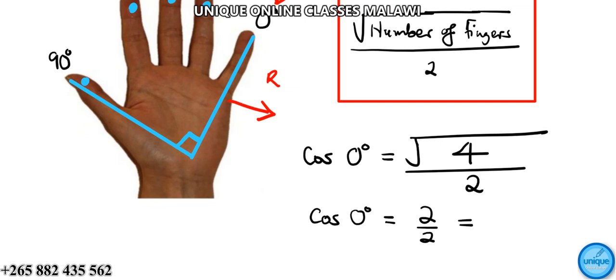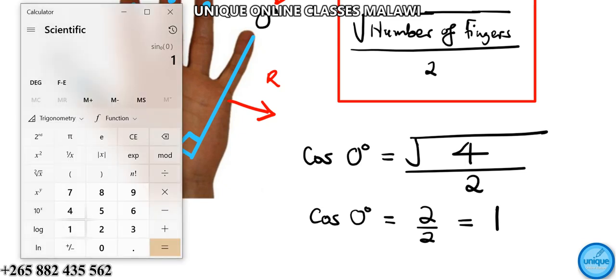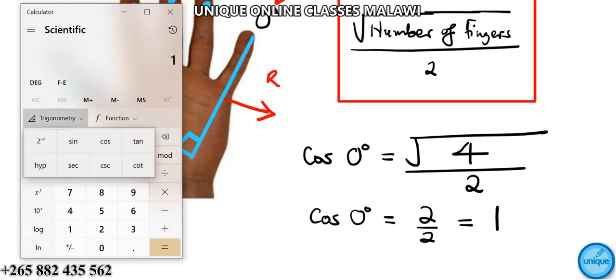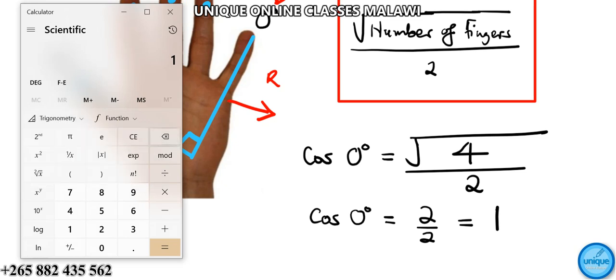And the root of 4 is 2, and 2 divided by 2 is 1. So without using a calculator, cos of 0 is 1. Going back to the calculator, I type 0 then cos. You see the answer is 1. So without using a calculator, cos of 0, the answer is 1. That's 0 done.